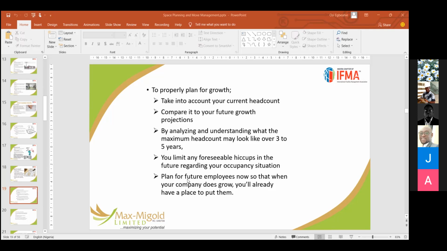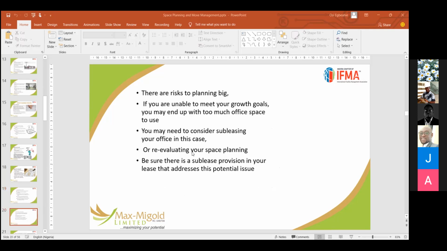Plan for the future of employees now, so that when your company does grow, you will already have a place to put them. Because normally in most offices, they don't actually look at space when they are planning for the future. They just think about the staff, and that when they come in, they'll look for space to squeeze them in. But it is within your purview as a facility manager to ensure that you do that planning, and that's metrics for management. From time to time, you need to submit that to management.